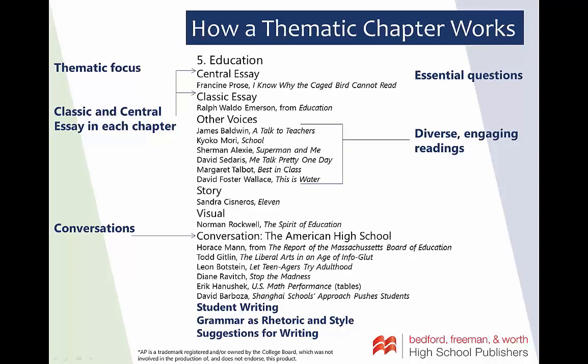Conversation sections give students practice analyzing multiple related texts and then constructing a response that synthesizes these sources, preparing students for the AP synthesis question. The student writing section models a type of writing essential to success in the course and beyond. Suggestions for writing give students practice writing college-level essays. The essential question for each chapter invites students to enter the conversation and begin thinking critically about the chapter's theme. A selection of diverse, engaging readings include essays, speeches, poems, short stories, and a variety of visual texts. The grammar as rhetoric and style sections reinforce students' understanding of grammar and show how to use it to achieve a rhetorical purpose or stylistic effect.